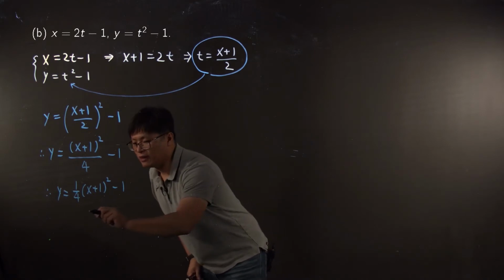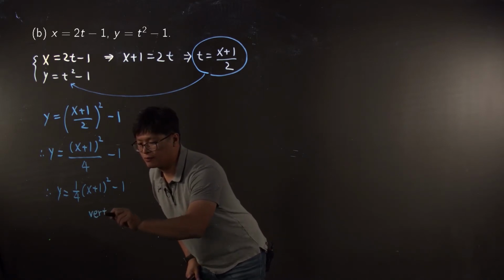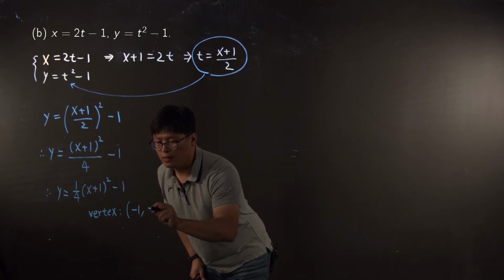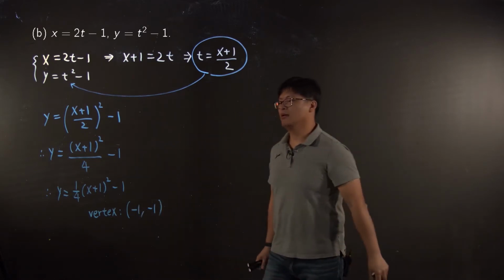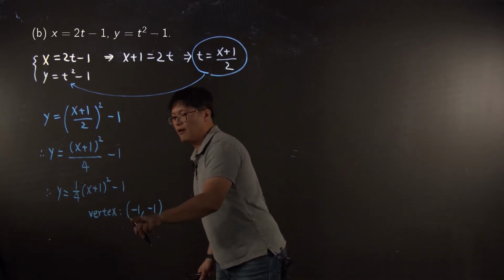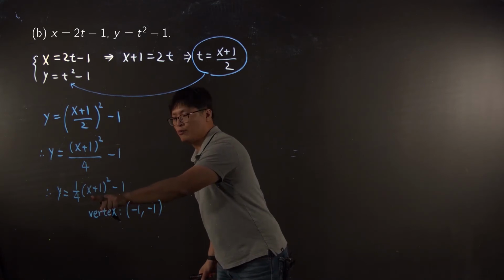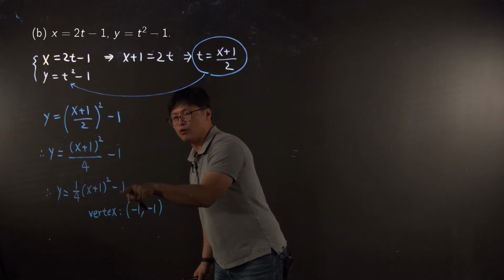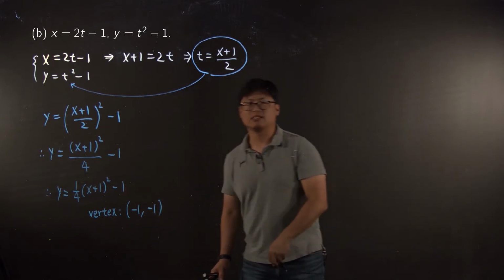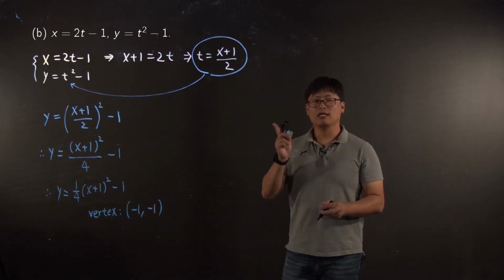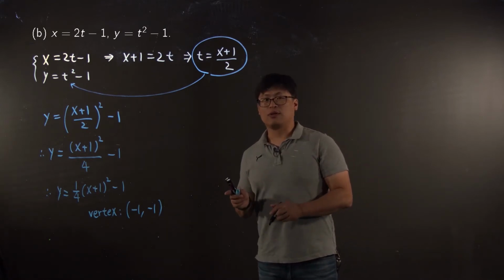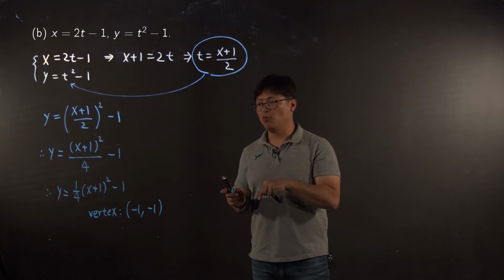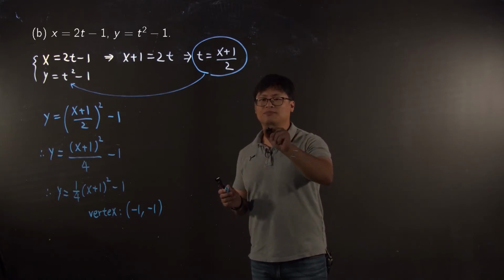So the vertex is (-1, -1). This -1 came from this part. You just make this one equal to 0, then once this is equal to 0, your y value equals -1. That's why your vertex is (-1, -1). So now, what about the graph of this one? It is definitely a smiley face, and the vertex is (-1, -1). Okay? So here we go.